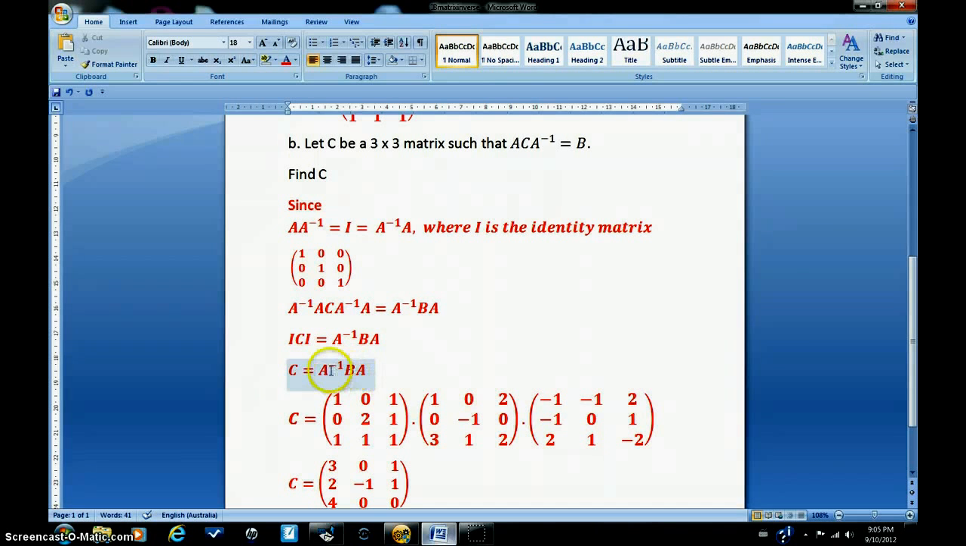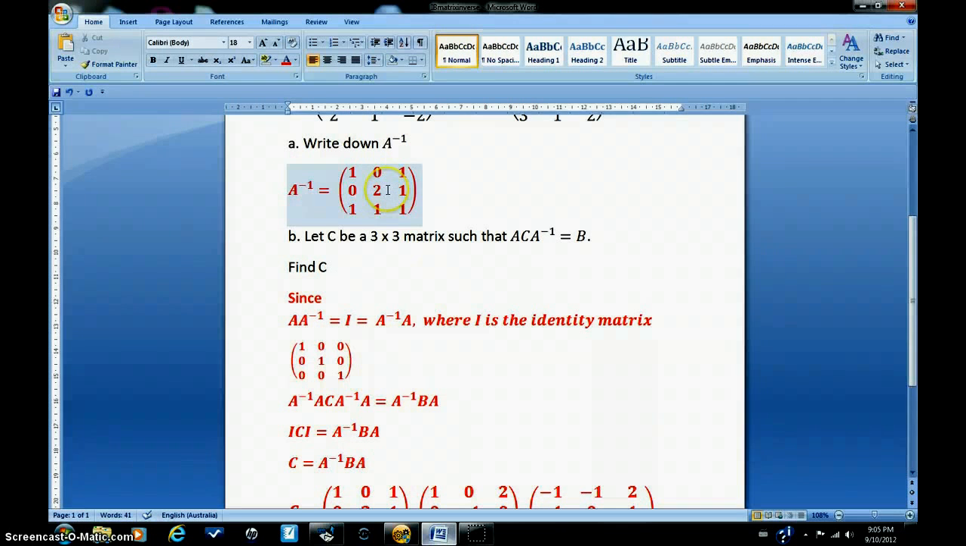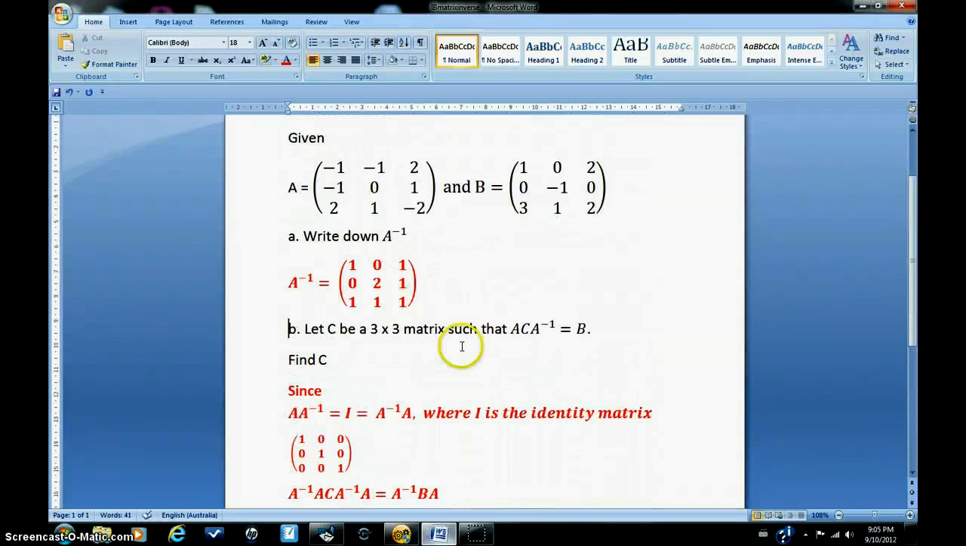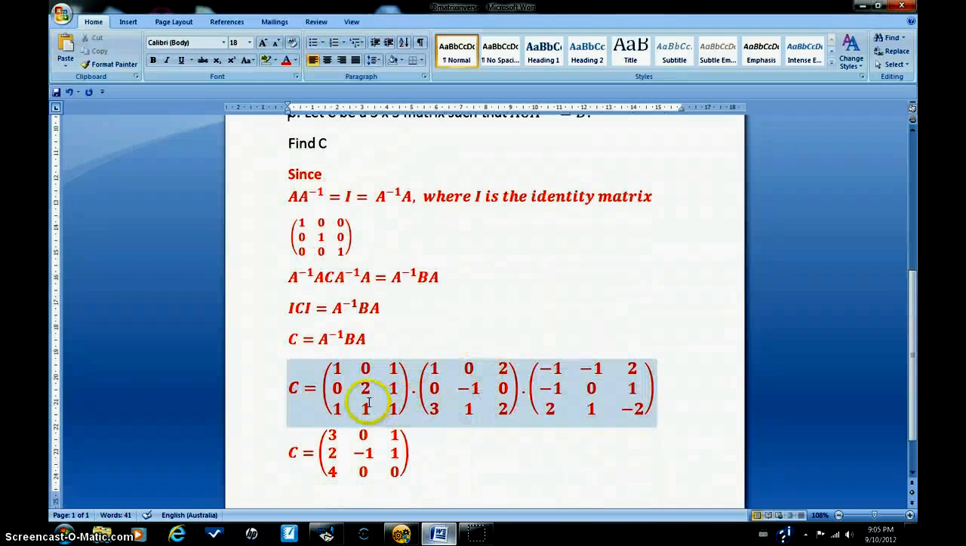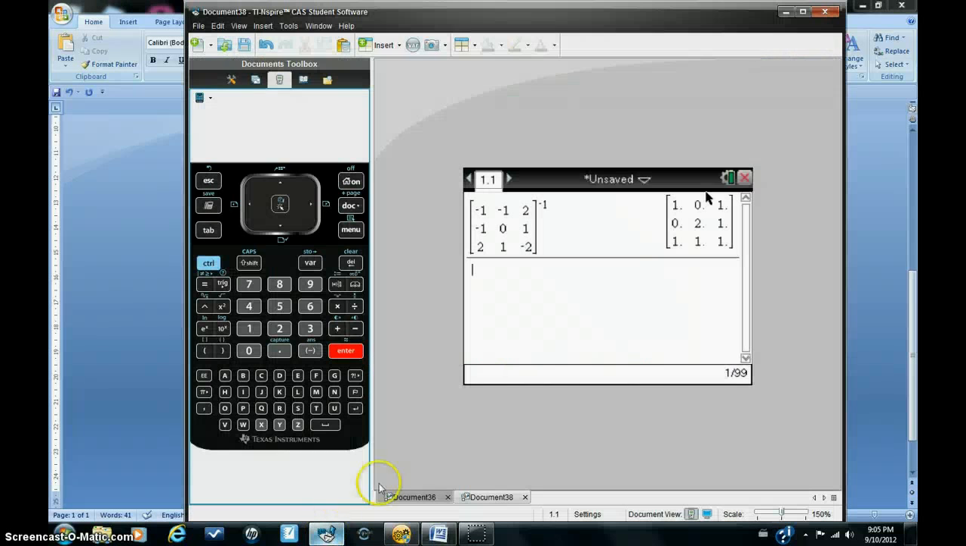So all I'm going to do now is replace A inverse by the matrix we found up here, and replace B by its matrix, which is given, and also matrix A by its matrix, which is given in the question. So we simply now have to multiply these three matrices together. Now remember, the first matrix is matrix A inverse. So let's go back to the calculator.